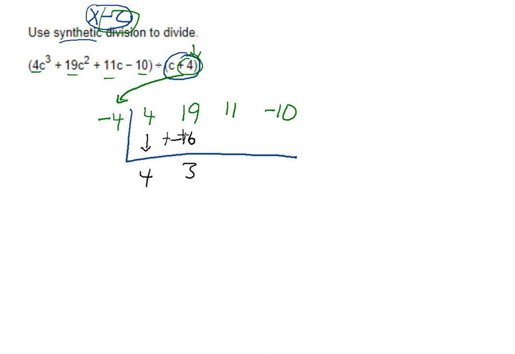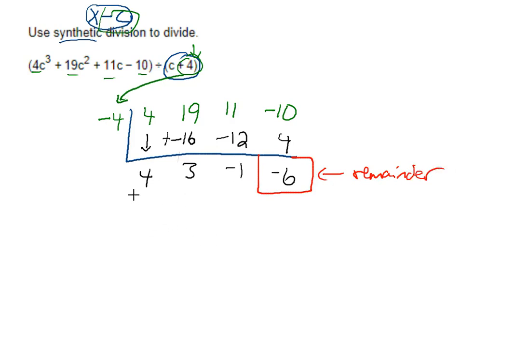3 times negative 4 is negative 12. Add this column together, you get negative 1. Negative 1 times negative 4 is positive 4. Add this column together, you get negative 6. And so we've divided, right? So that's pretty easy, right? It's easier than if we had done long division. But this answer can be a little confusing, right? Because it's just a bunch of numbers. What does it mean? The last number you get is your remainder. So the remainder was negative 6.